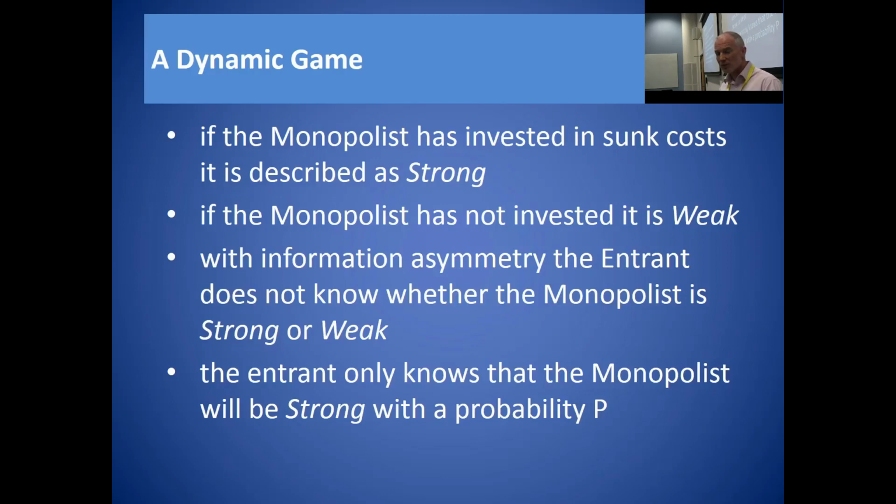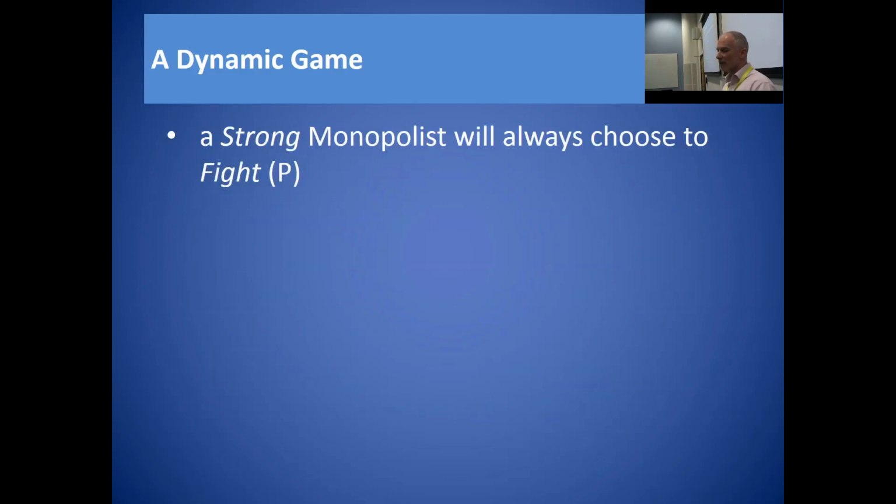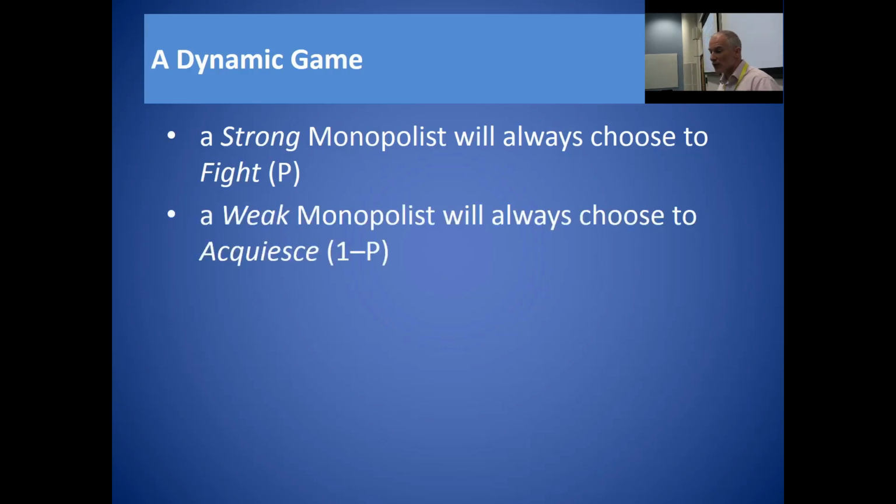We've got two games. We've got that standard game of market entry that we saw first of all, and then we've got that game of market entry with sunk costs. Which of these two games are we going to be playing? That's something we don't know. But what we do know is that the monopolist will be strong with a probability of P.